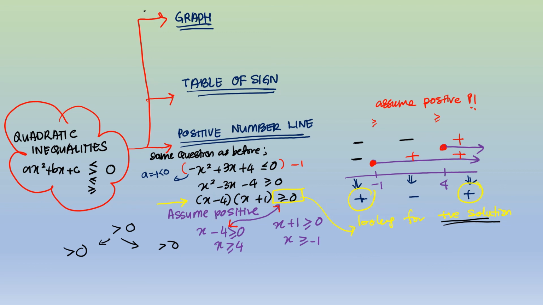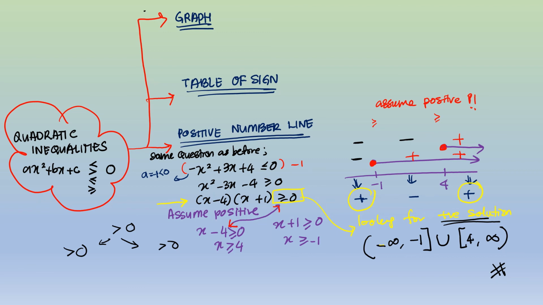So our final answer will be, what is our interval here? It is negative infinity to -1 square bracket union, starting with 4, square bracket because it is a filled circle and a double sign, until infinity. So that is our solution. If you are looking for the negative solution, this will be the answer.